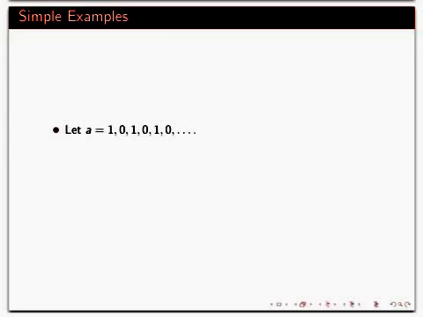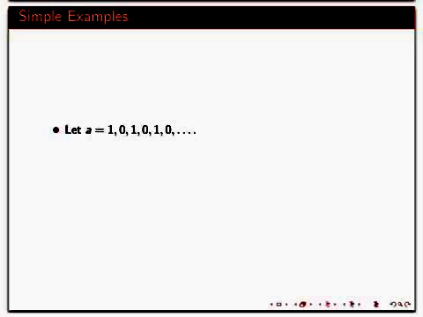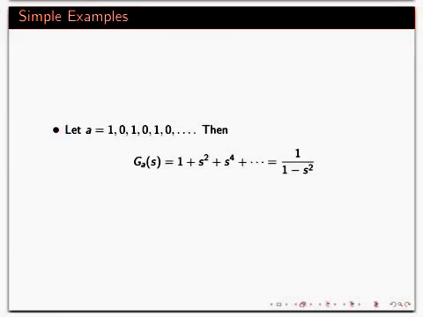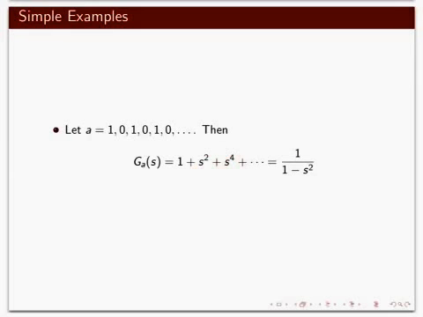These are simple examples. Let's look at another one. The sequence 1, 0, 1, 0, 1, 0, 1, 0. So this is the same sequence that we saw before, except the odd terms disappear. So let's see what we have. Here we have 1 plus S squared plus S to the fourth plus dot dot dot. This is also a geometric series, and the closed form is 1 over 1 minus S squared. So that's fine. You can see that only the even terms appear.